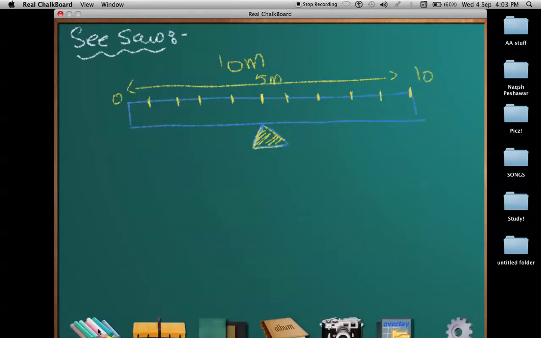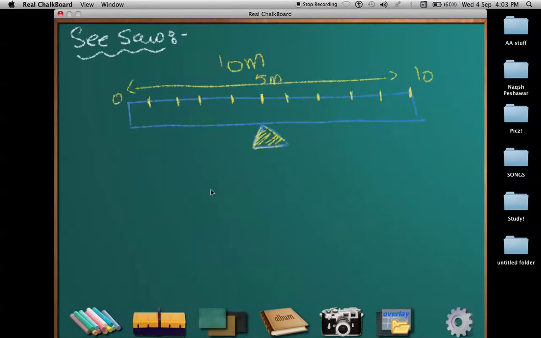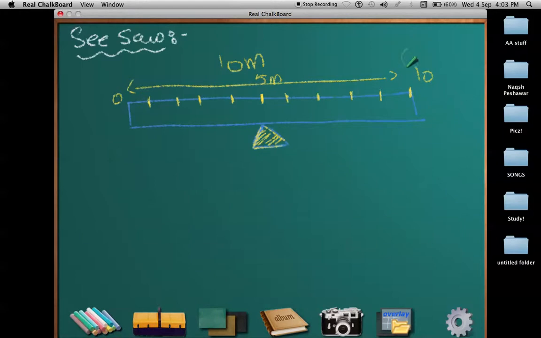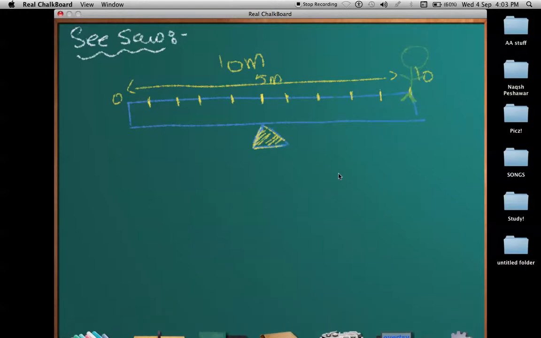Let's say I have a friend here. I'll just change the color. I have a friend here who sits on the seesaw at this point, and he weighs around 200 newtons. Now, first of all, we should get the idea that he would be moving the seesaw in this direction, in the clockwise direction. His moment would be in the clockwise direction.